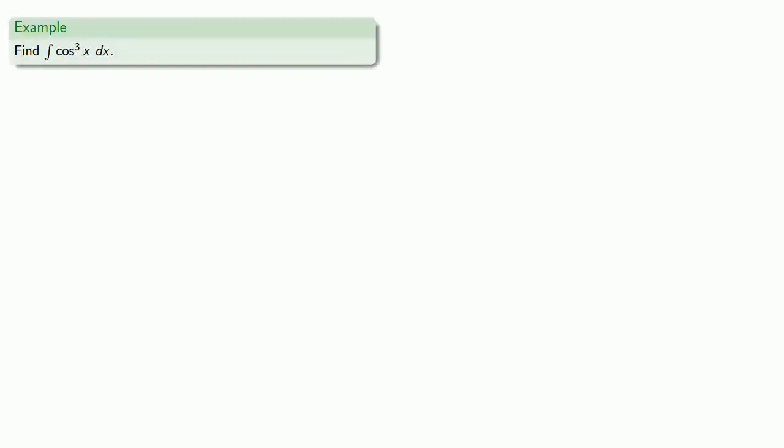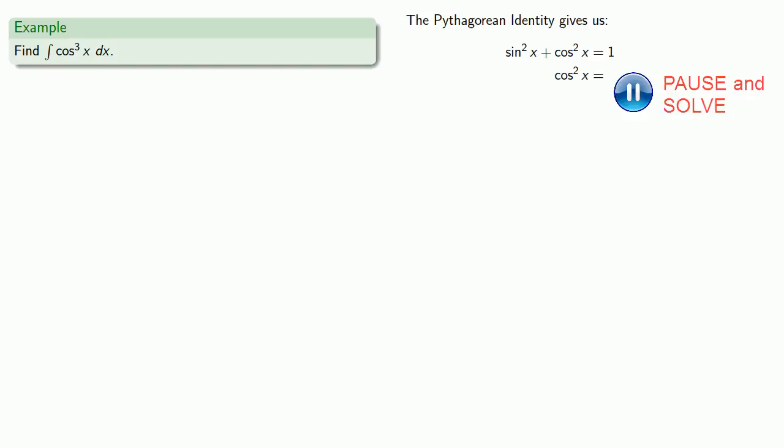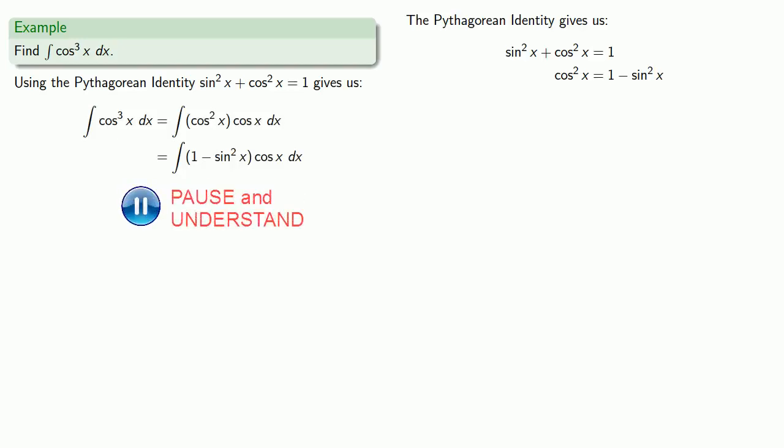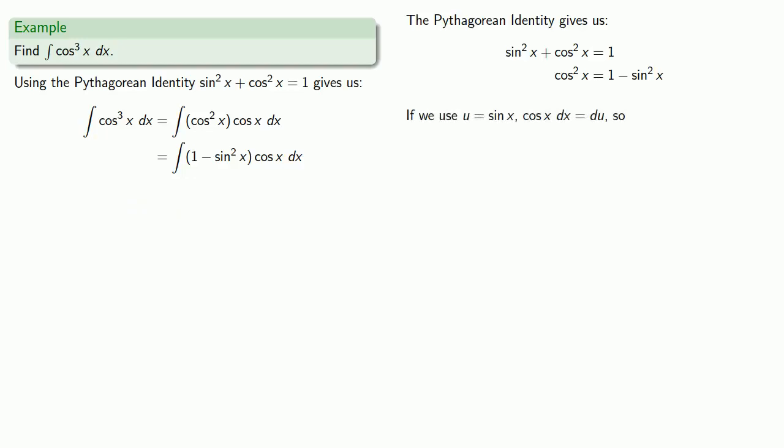So let's consider the integral of cosine cubed of x. So what do we know? Well, we do know the Pythagorean identity, and that means we can say something about cosine squared of x. And so this integral is the same as the integral of 1 minus sine squared of x times cosine x. And we can fall back on a u substitution. If we let u equal sine of x, then cosine x dx is going to be du, and that gives us antiderivative u minus u cubed over 3, putting everything back where we found it, and including our constant of integration.